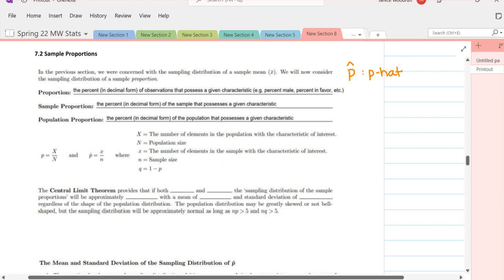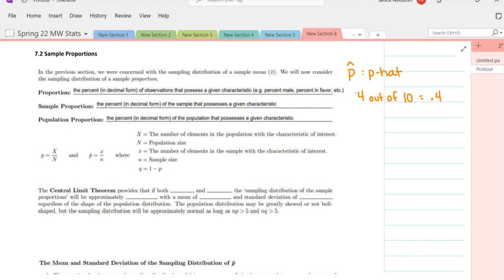So you're going to see percentages in decimal forms. So proportions now, you see a percent in a problem, it's a proportion. The percent of observations that possess a given characteristic, so percent male, percent in favor, etc. Or you could say 4 out of 10. So it could say that, and then you will need to find the proportion, which would be 4/10 or 0.4. So sometimes it'll give you the decimal form, sometimes it'll give it to you in raw form, and then you will convert to a decimal.